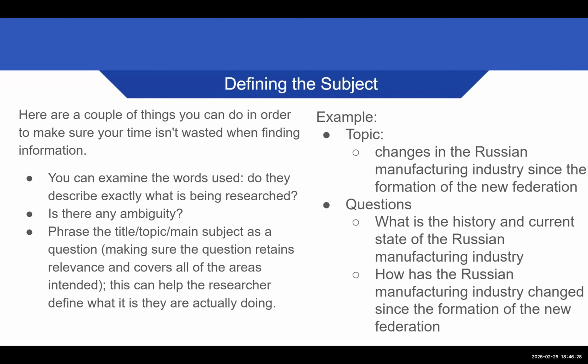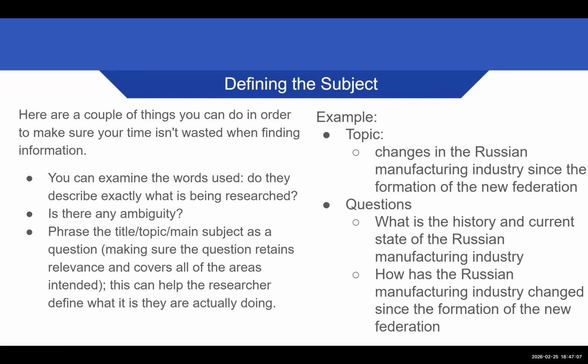Phrase the title, topic, or main subject as a question, making sure the question retains relevance and covers all the areas included. This can help the researcher define what it is they are actually doing. Here is an example of a topic for research and the questions you can build from it. Your topic is changes in the Russian manufacturing industry since the formation of the new federation. Some questions you could ask are, what is the history and current state of the Russian manufacturing industry? Or how has the Russian manufacturing industry changed since the formation of the new federation?